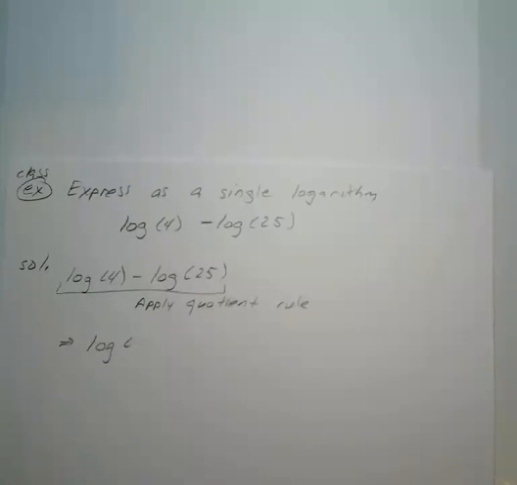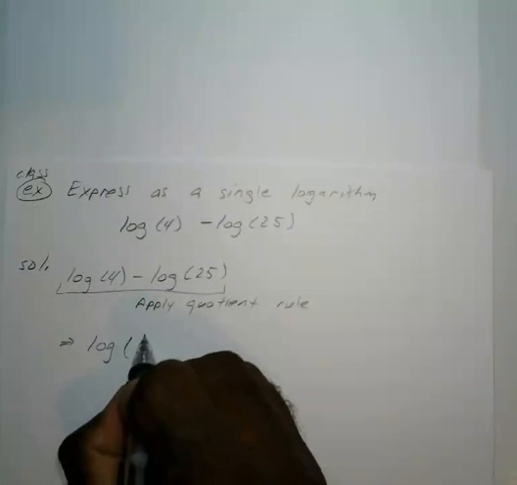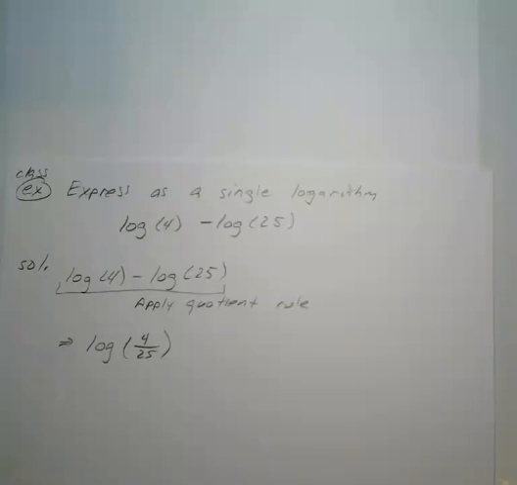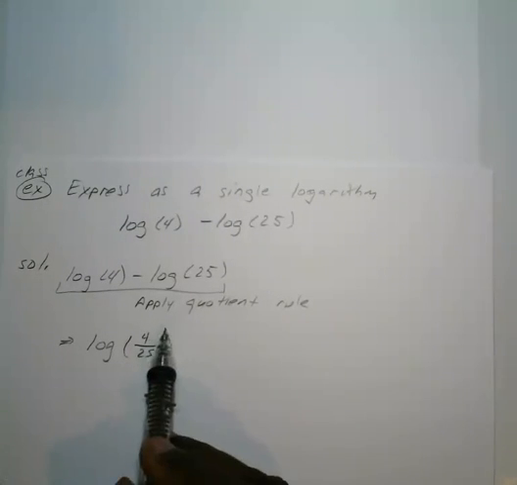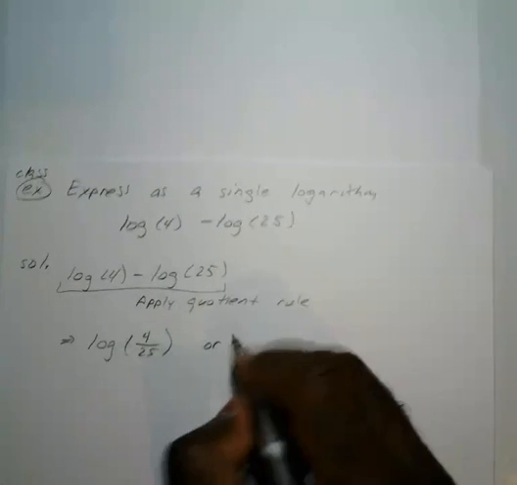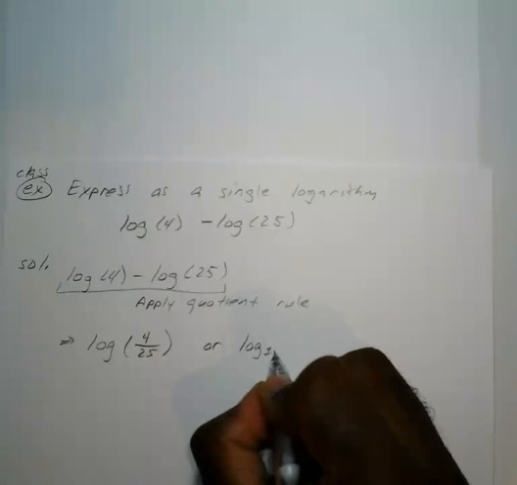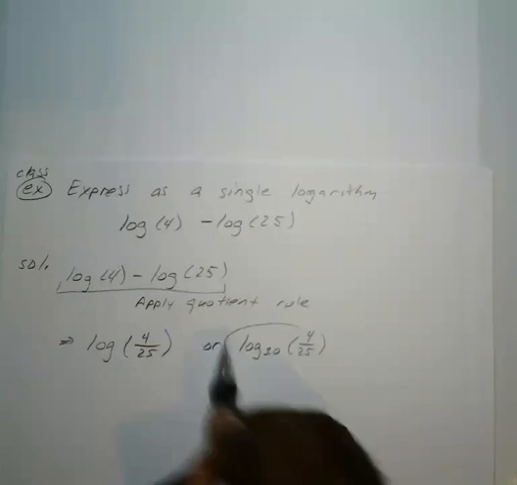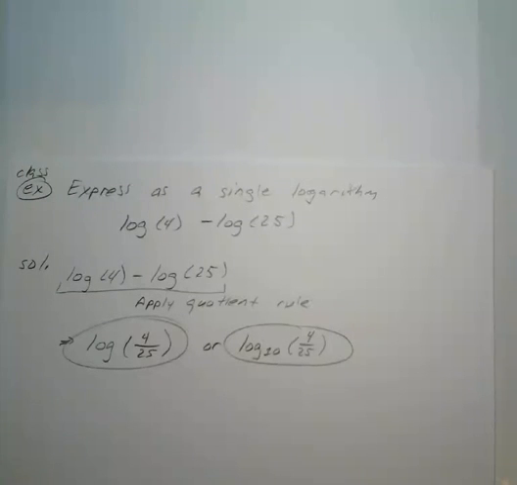Log of 4 over 25. Okay, now with this one, you really can't simplify it any more than that, so you are good. Or if you wanted to write it, remember this, when there's no base, you have a common log, log base 10 of 4 over 25. All right.